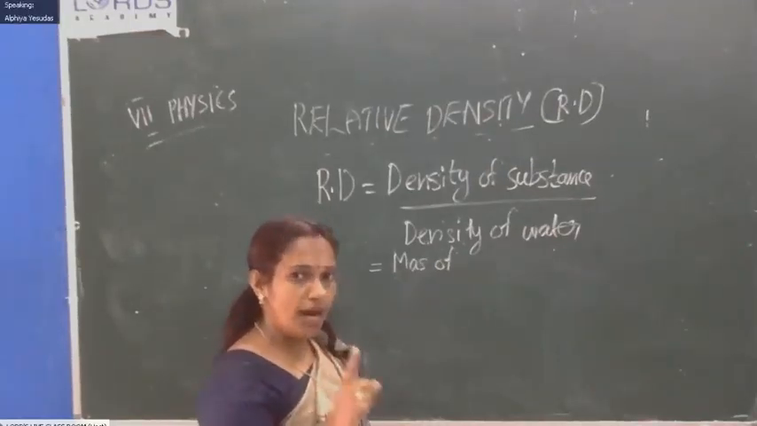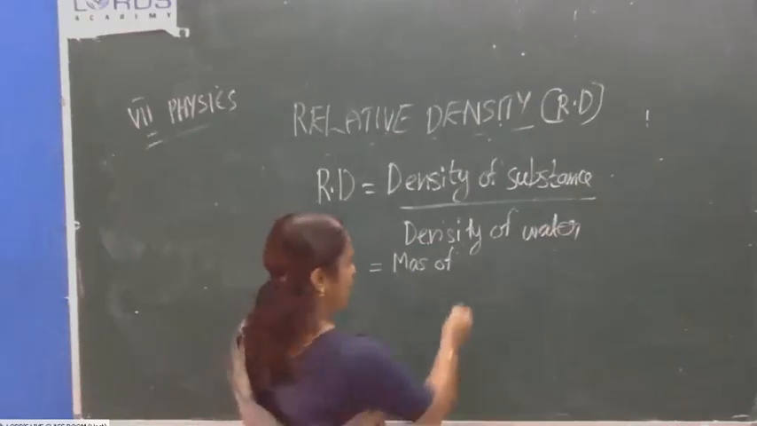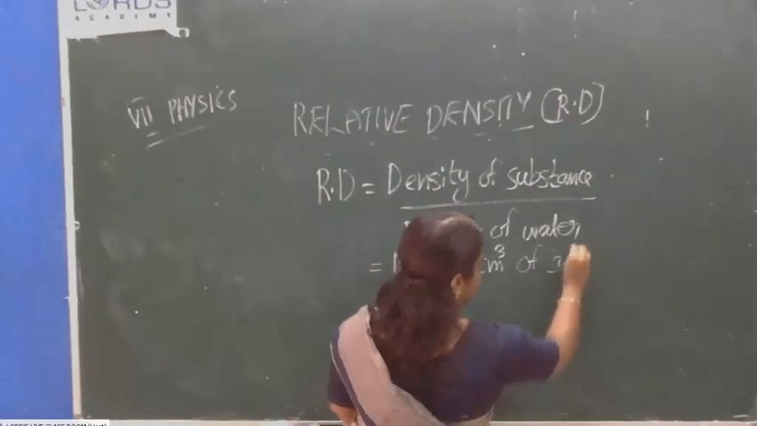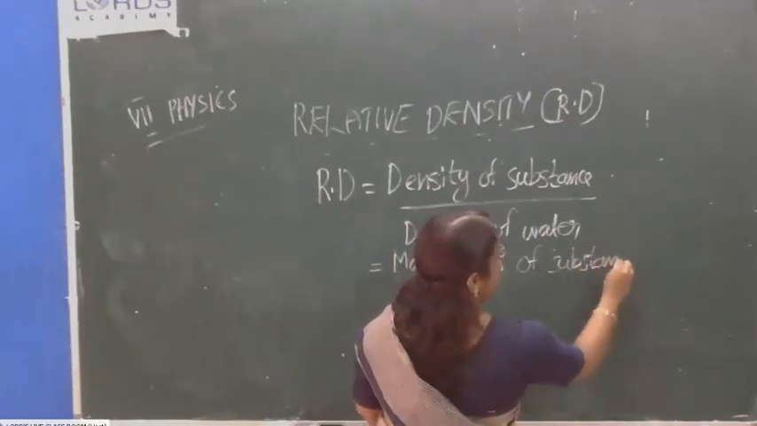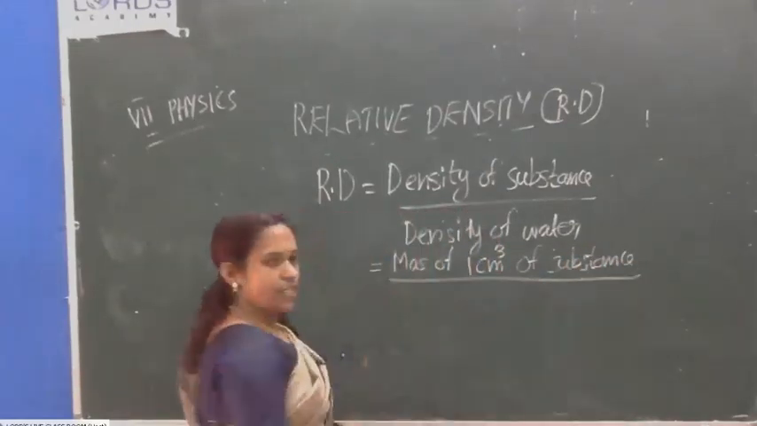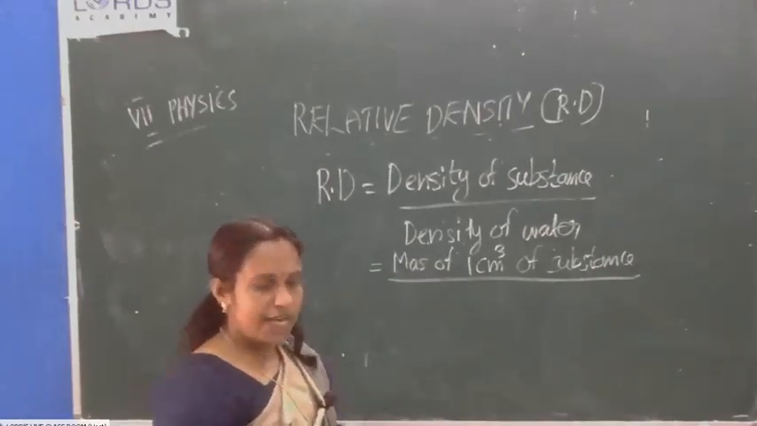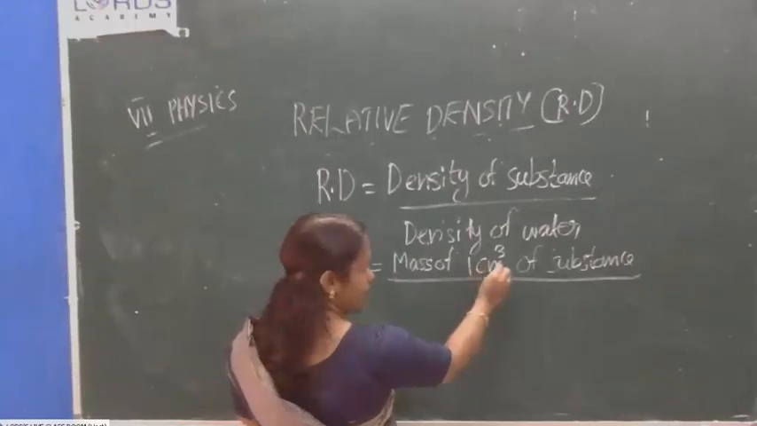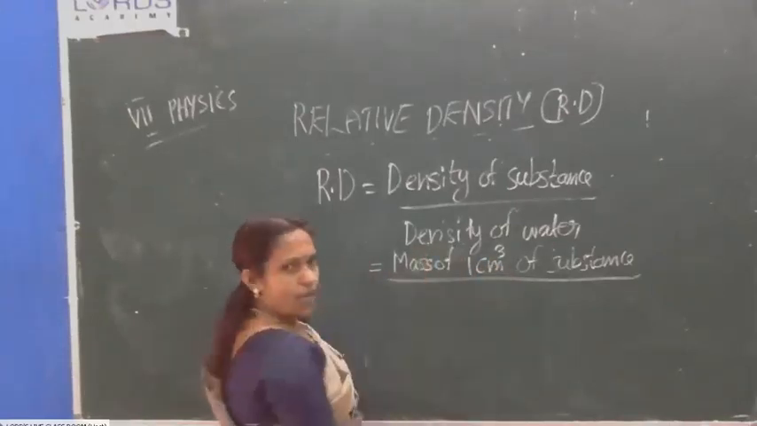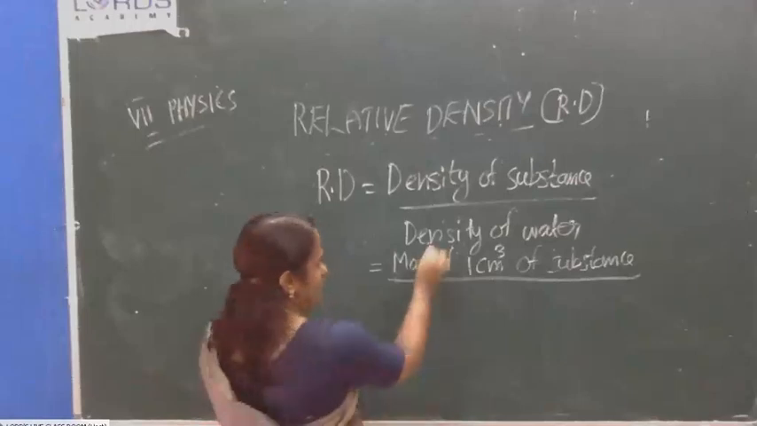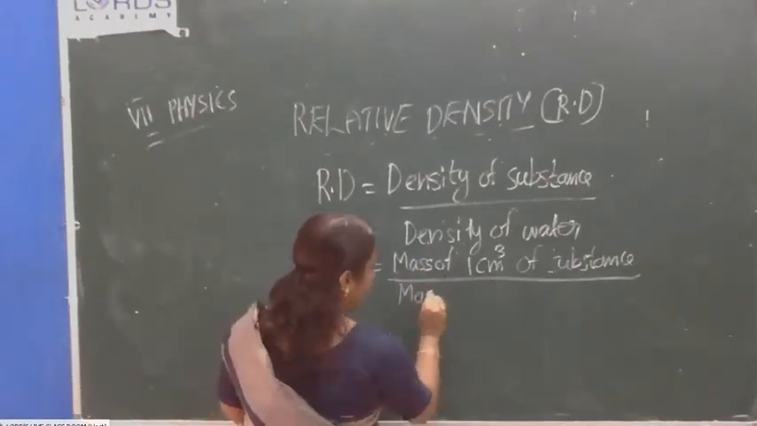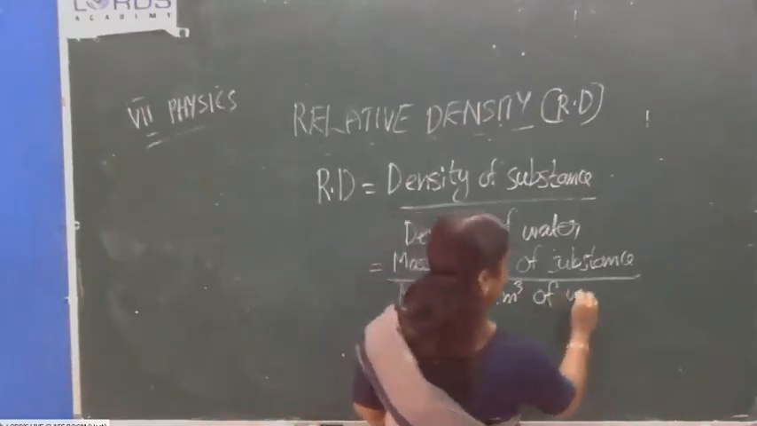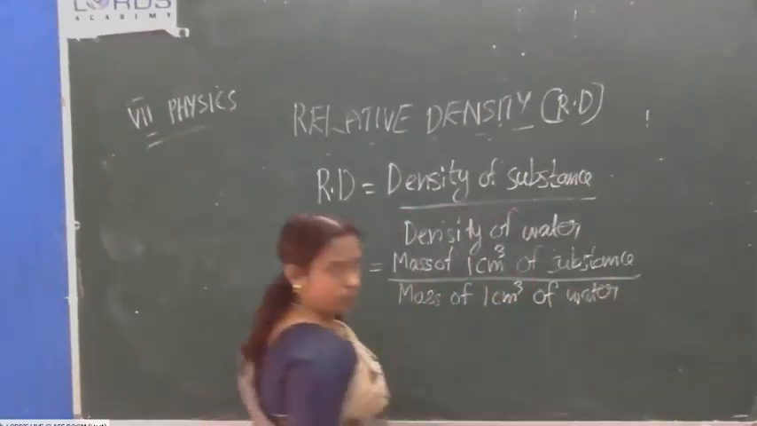Okay, unit means 1. Yes, 1 centimeter cube of substance. Density is defined as the mass of unit volume of substance. Then I am writing mass of unit volume means 1 centimeter cube. Here also I can write the same way, isn't it? In the denominator also, mass of unit volume means 1 centimeter cube of water. Is there any doubt? No.